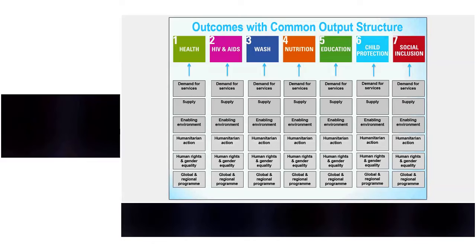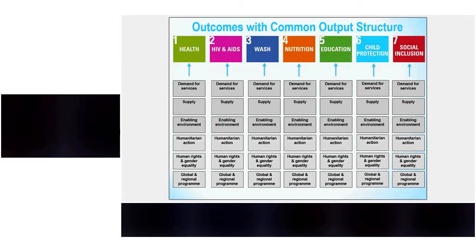This slide, many of you should be familiar with by now, but just as a refresher, this is the layout of the 7 program outcomes of the strategic plan. As you can see, the 6 gray boxes under each of the outcomes are the output areas. We'll just go through them one at a time. The top 3, demand, supply, and enabling environment, are linked to the Morris system.